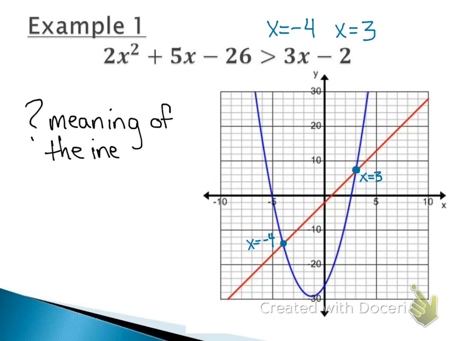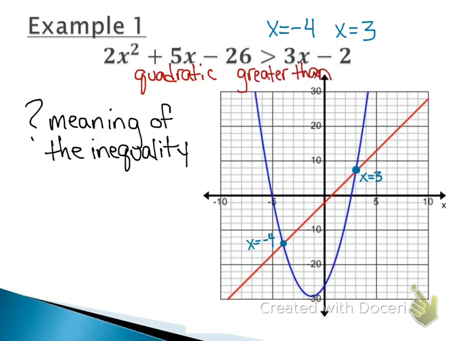Next question, what's the meaning of the inequality that we're given? The first function that's listed is the quadratic function. I can tell that because it's got an x squared in it. The inequality is facing open towards the quadratic function, so it's saying that the quadratic function is greater than, and then the linear function's on the other side. So altogether, this is asking for where the quadratic is greater than the linear function.